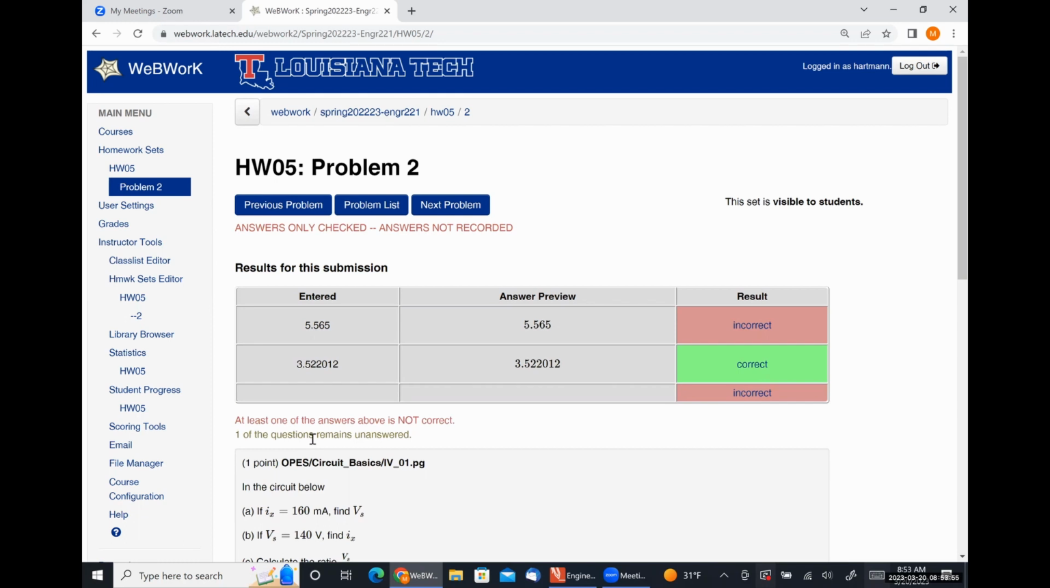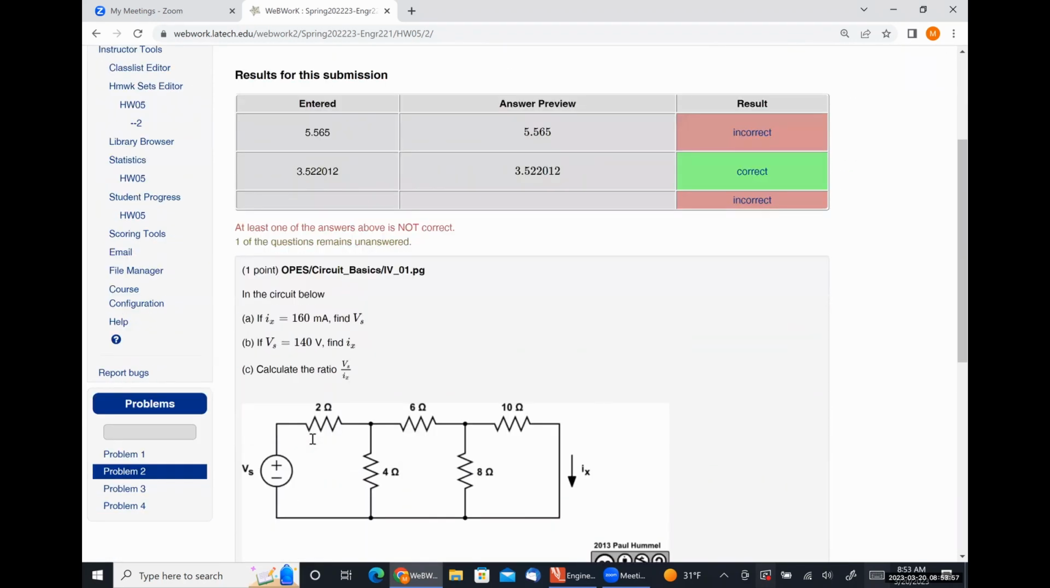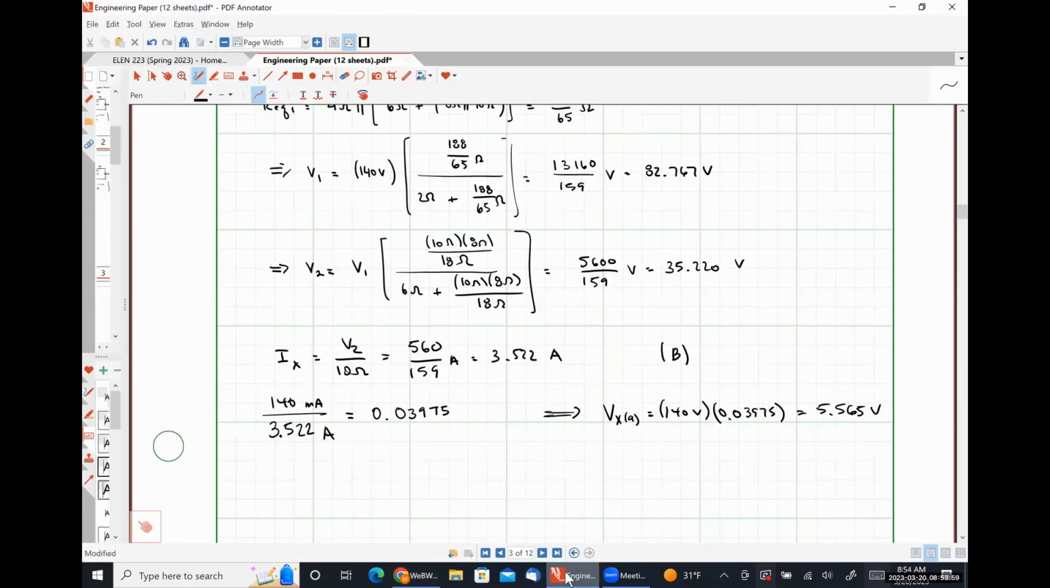That's 160 milliamps, not 140. Yep, I got the 140 mixed up. Thank you. All right, let me fix this one real quick. I was about to say this should work because that's the whole point of it, but not if I enter the numbers in wrong. So thank you for that.